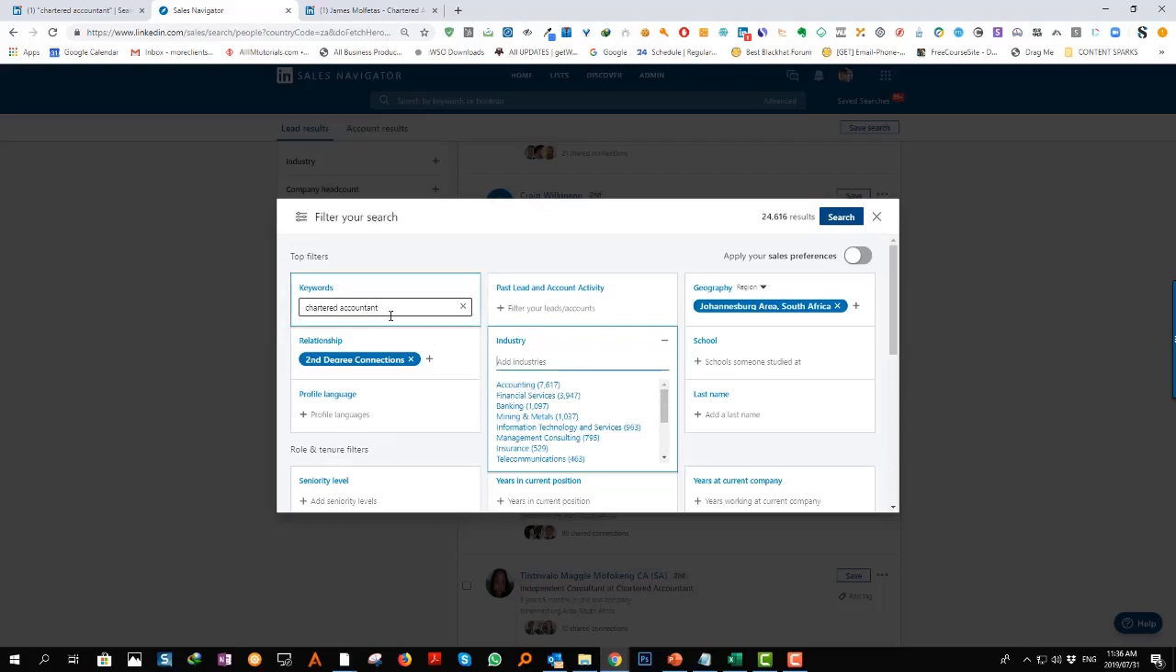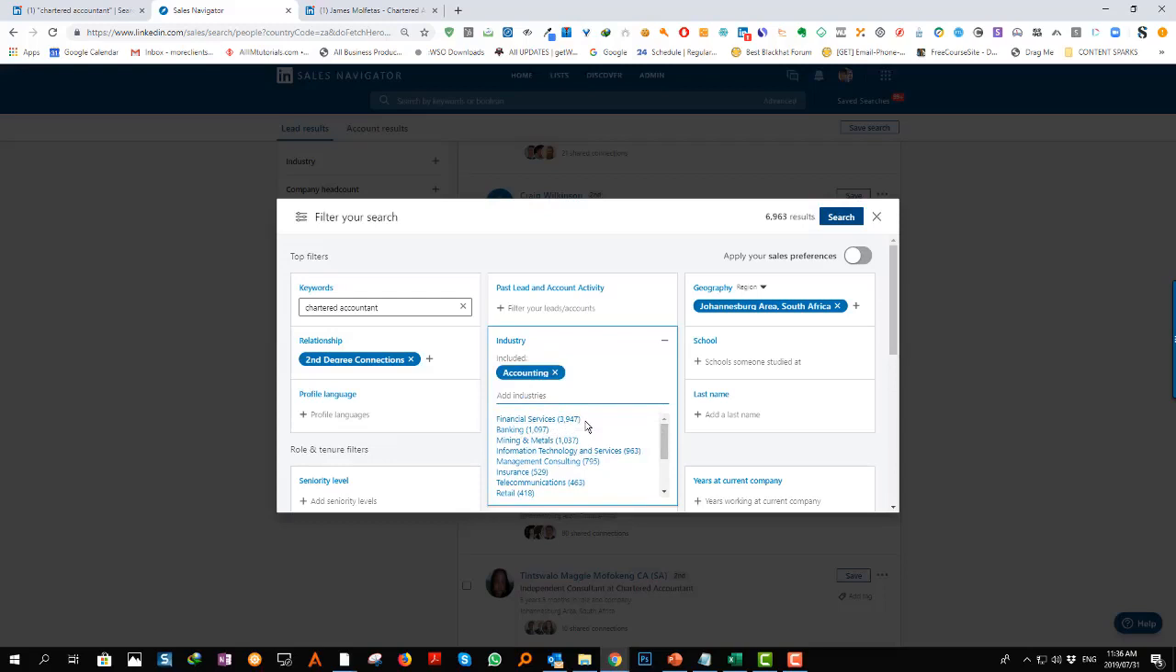So what this is saying is that chartered accountants in the Joburg area who are second degree connections are working in these industries. These are the industries that LinkedIn has identified as filters. Those working in the accounting industry, there's 7,000 of them. Financial services, almost 4,000. Banking, mining, etc. The first ones make sense to me, right? Because I want accountants in public practice, so I want them in the accounting industry, so I would click that.